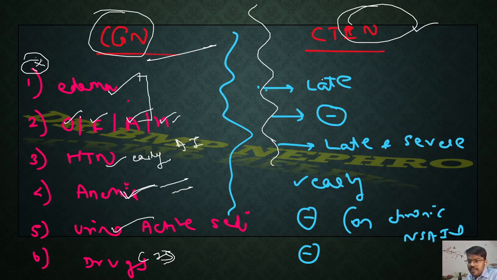What about CTIN? Usually the edema is of late onset, once the kidney loses the majority of its function. The oliguria, proteinuria, anuria, hematuria might not be there. Like in NSAID-induced, it might be there, but the majority of the time, it might not be. Hypertension is of late onset, but it will be of severe degree. Why? Because the patient will be in a volume overload state because of the renal mass loss. So it is of late onset, but it is severe.